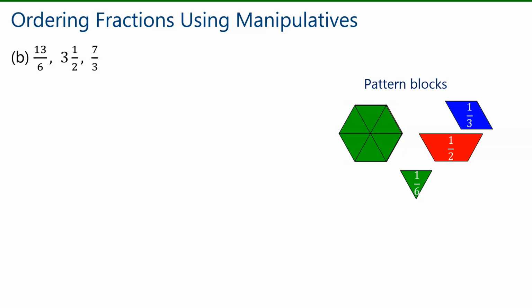Now when I look at the fractions, I see that a couple of them are improper fractions because the numerator is bigger than the denominator. And in the middle here, we have a mixed number. So what we're going to do is change them all to mixed numbers and then represent them using pattern blocks.